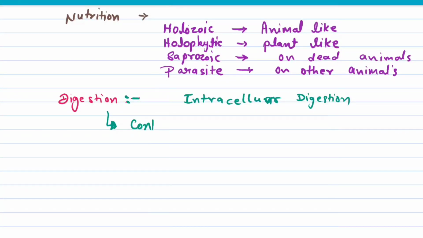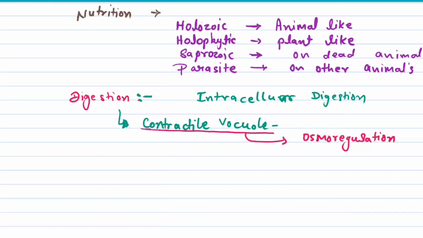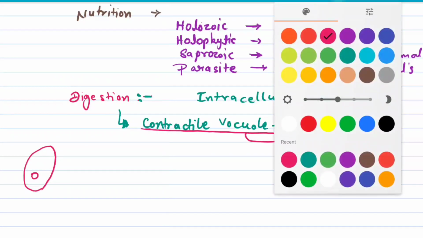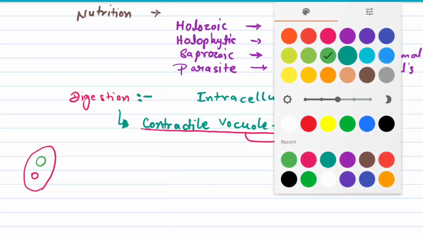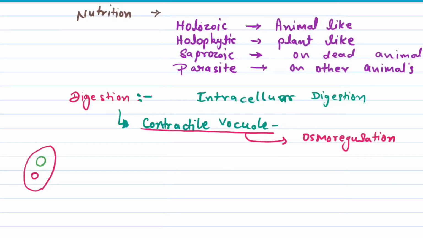Okay, so contractile vacuole. So what is a contractile vacuole? We can understand by this example. For example, this is a unicellular protozoan, and this is its nucleus, and this is what we call the contractile vacuole. Okay, so for example, in this cell, solute concentration is very high.